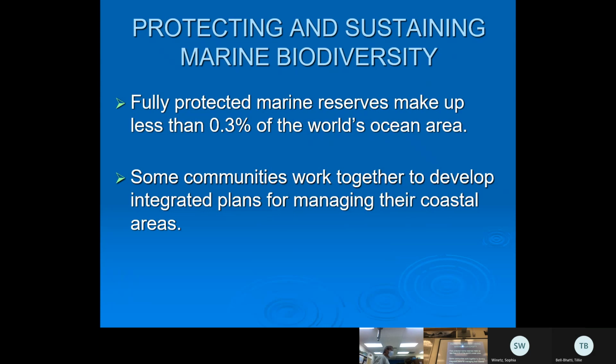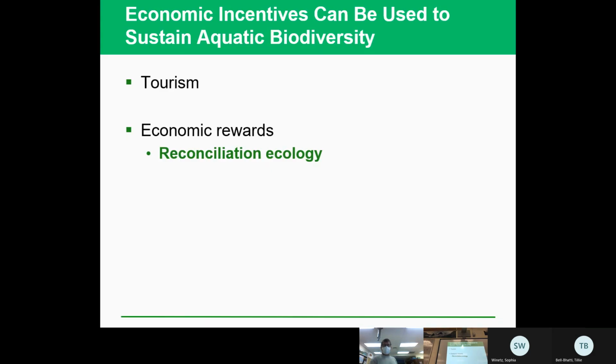Marine reserves make up a tiny percentage of the world's ocean. This would be places where we, for example, don't allow fishing to occur, right? And fishermen, of course, are not always in favor of this, but there are some other benefits. One is you can increase tourism.